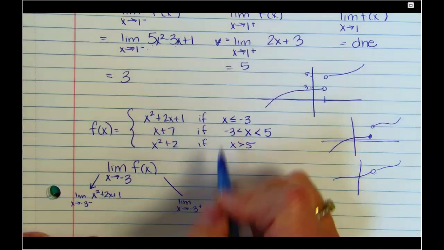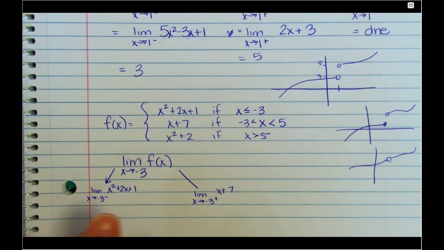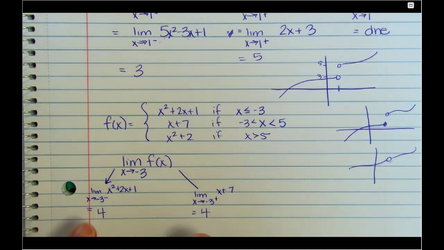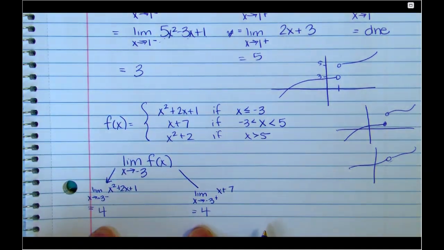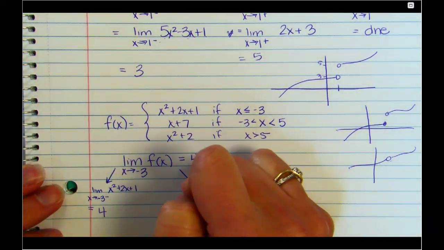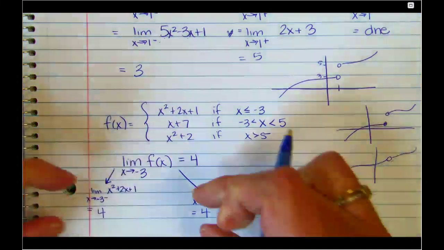From the right is x plus 7. Okay, now, what is this? What's this one equal? 4. What's this one equal? 4. So, because they are equal, the limit as x approaches 3 of f of x is equal to 4. But there's no way to do it other than do both sides of the limit.